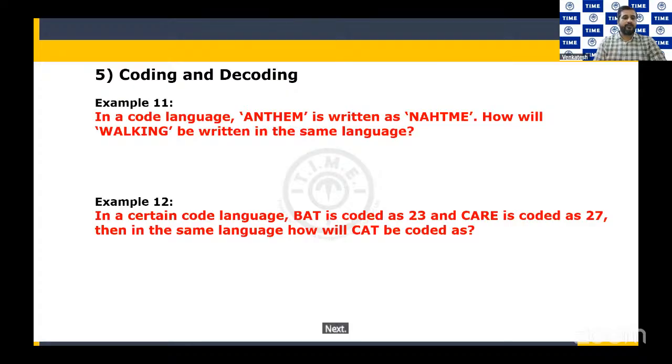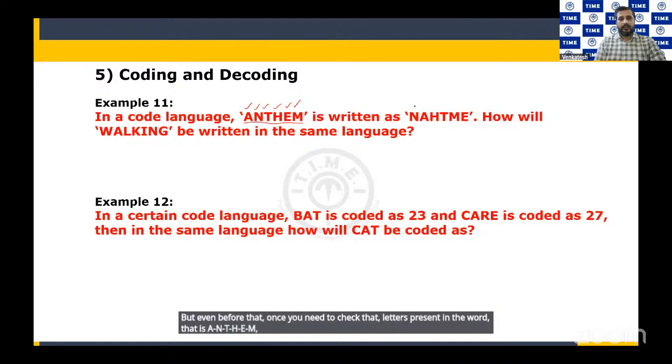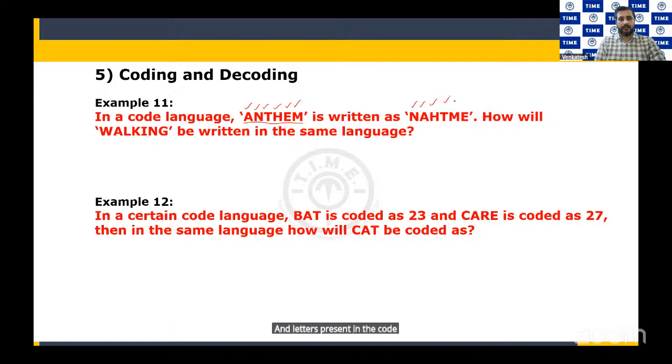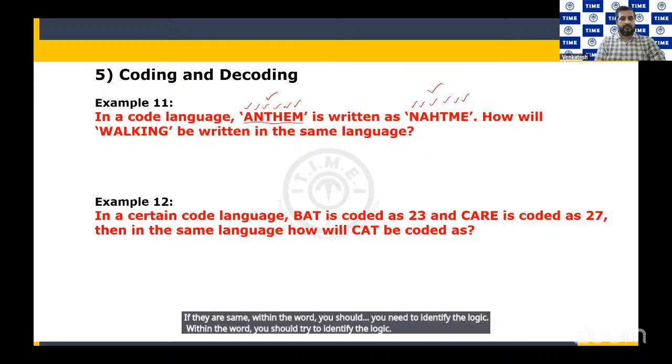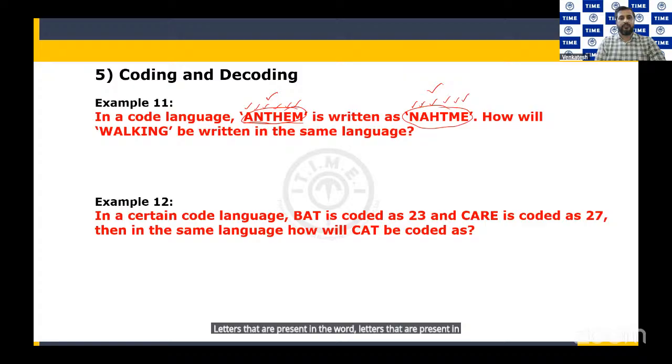Next, coding and decoding. You should try to remember the position values of the letters. But even before that, you need to check whether the letters present in the word, ANTHEM, and the letters present in the code, NAHTME, are the same or not. If they are the same, you should try to identify the logic within the word.